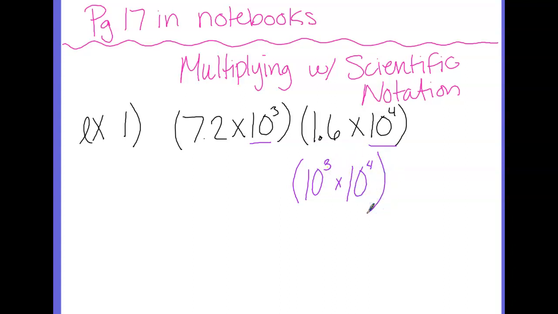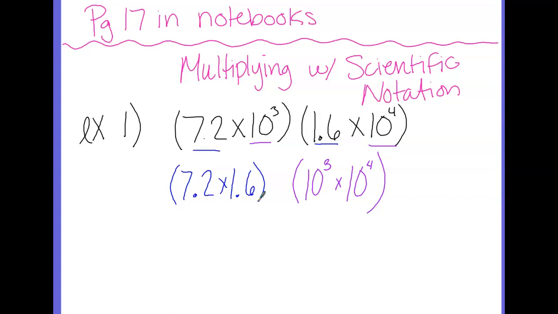And then what else looks similar? Your decimals, right? We call them coefficients. So 7.2 and 1.6. I'm not changing the operation. I still have 7.2 times 1.6 times 10 to the third times 10 to the fourth. I just regrouped them. So I use the commutative and associative property for that. So now we can just calculate.